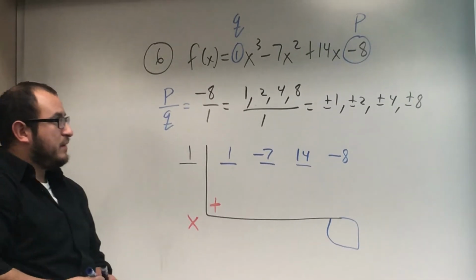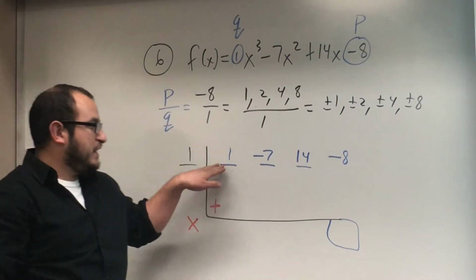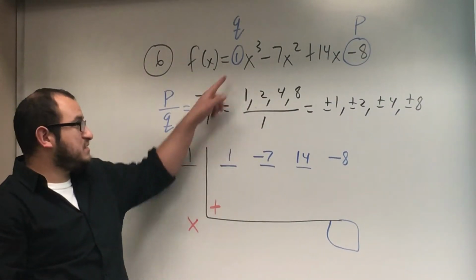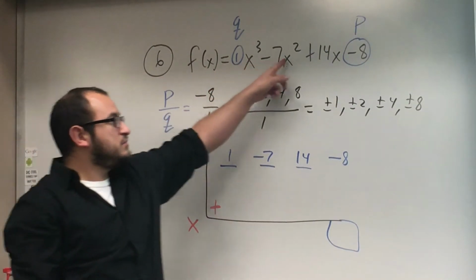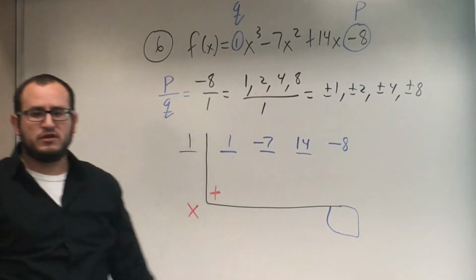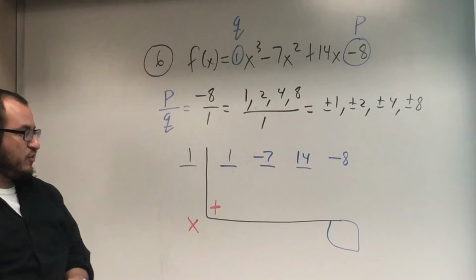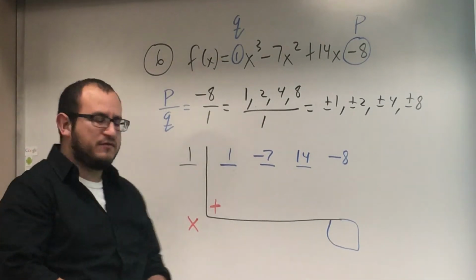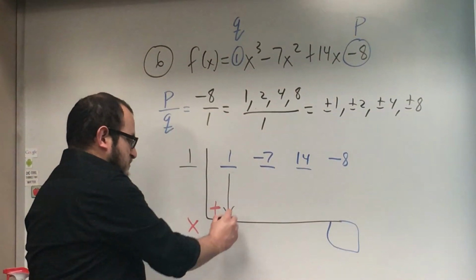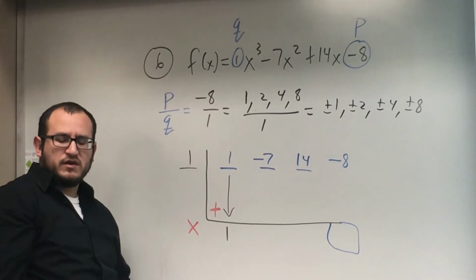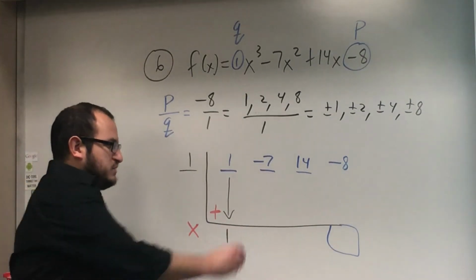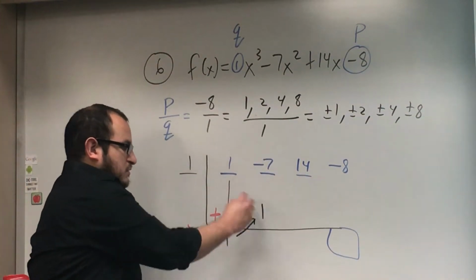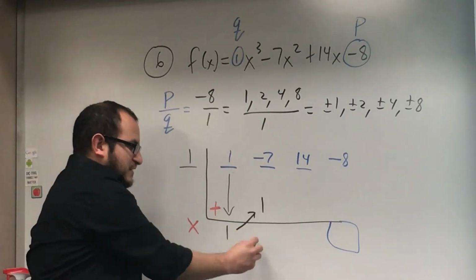Okay. Now, the reason I went ahead and wrote these leading coefficients is because it's a standard form. It goes 3, 2, 1, then 0. So in order for this to work, you have to drop down the first power. And let's go ahead and get started. 1 times 1 is 1. 1 plus negative 7 is negative 6.